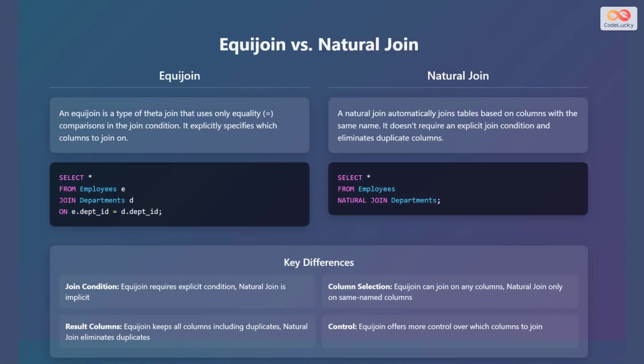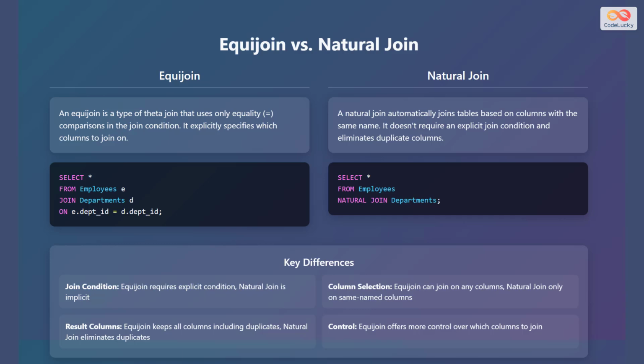Let's compare equijoin and natural join. An equijoin is a type of theta join that uses only equality comparisons in the join condition. It explicitly specifies which columns to join on. The SQL code is: select asterisk from employees E equijoin departments D on E.department_ID equals D.department_ID.